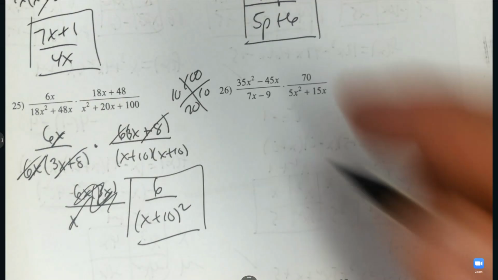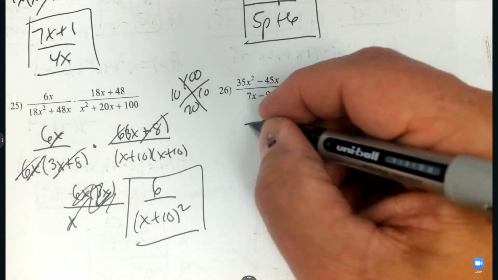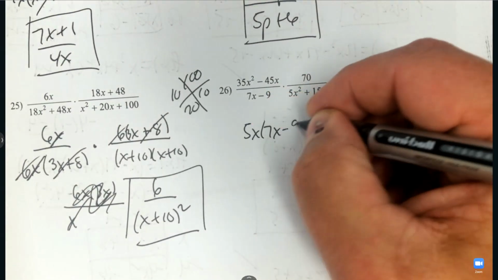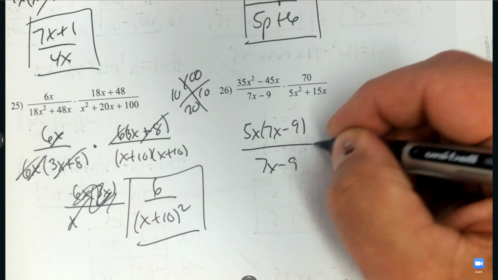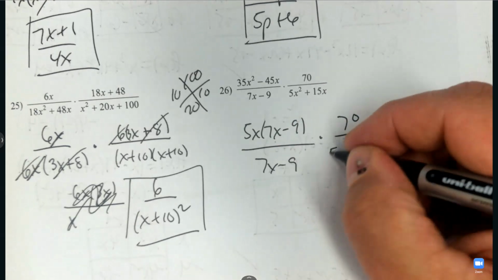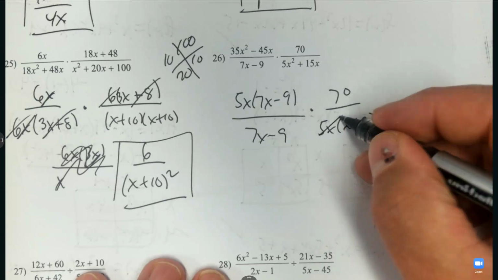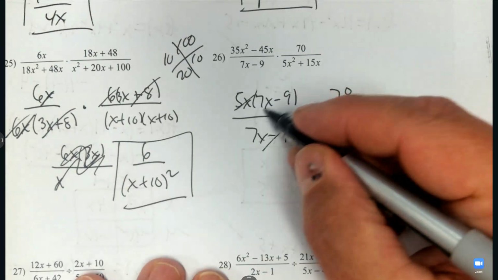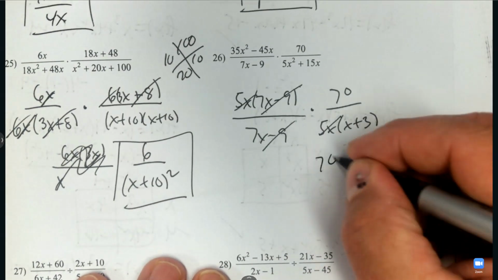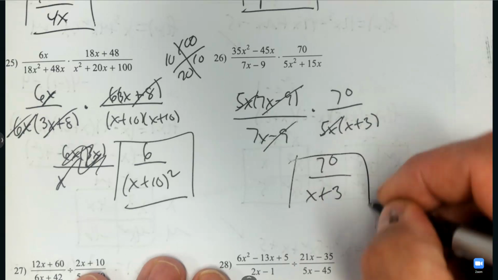All right, factoring again, factor out a 5 and an x. That's prime, this is prime. Factor out a 5x, dividing. And then what you can match and cross out. That leaves me with 70 on top and x plus 3 on the bottom.